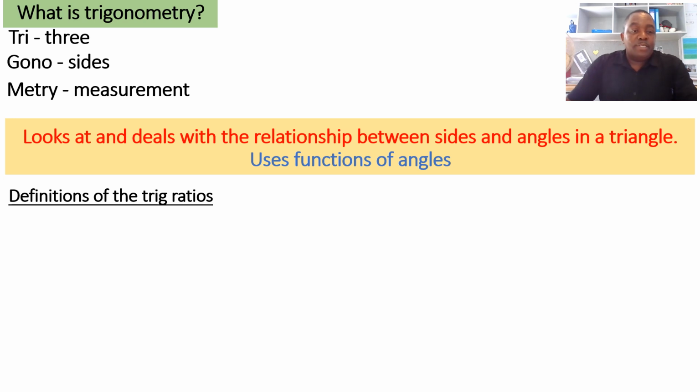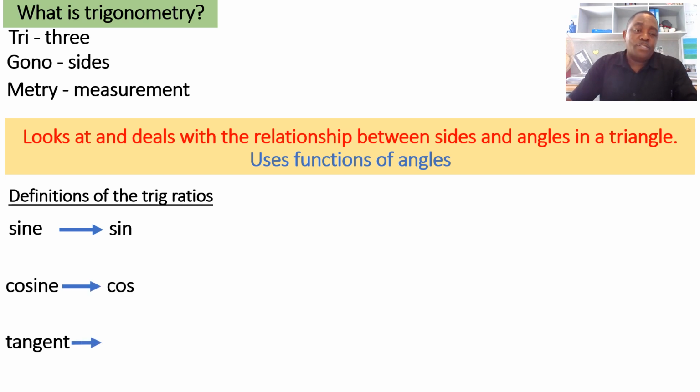Let's start with the actual definitions of the various trig functions or ratios that we're going to talk about. There's sine, there's cosine, and there's tan, which is tangent. But in mathematics, we've got a short form of these trig ratios that we use. You'll see them on your calculator as well. They make it easy for us to do calculations rather than use full words. Sine is sin, cosine is cos, and tangent is tan.